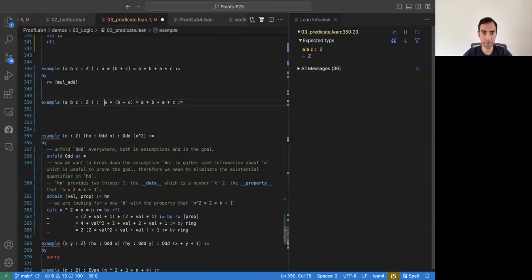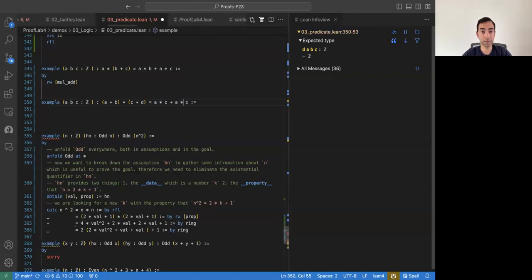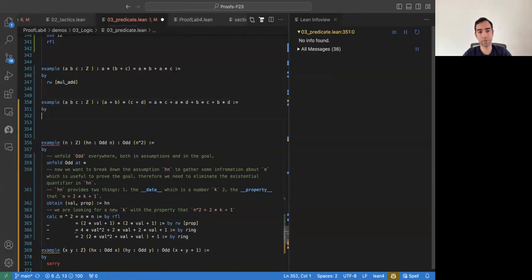So I have two terms here, a plus b, and here I have c plus d. Now, c and d happen to be equal to a and b, but in general they don't need to be. So if we actually distribute all additions over multiplication, I should have a times c plus a times d plus b times c plus b times d. Okay, how do I prove this now?